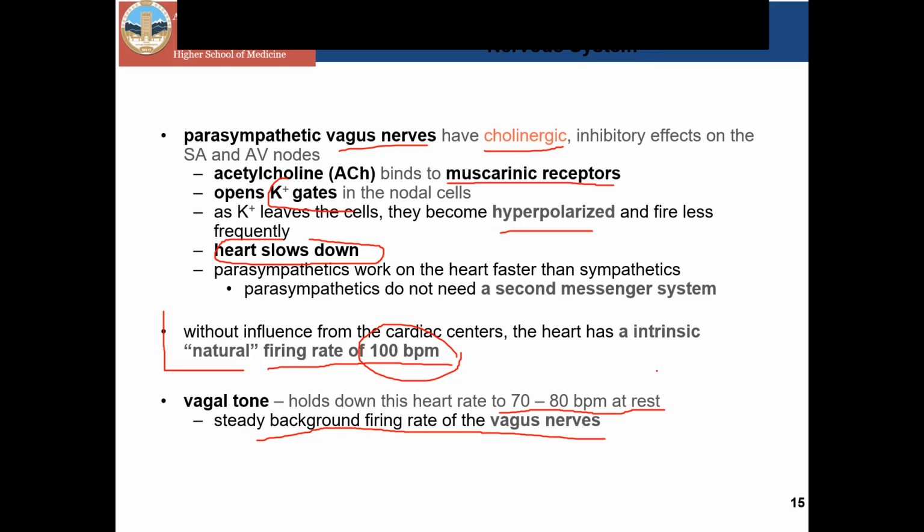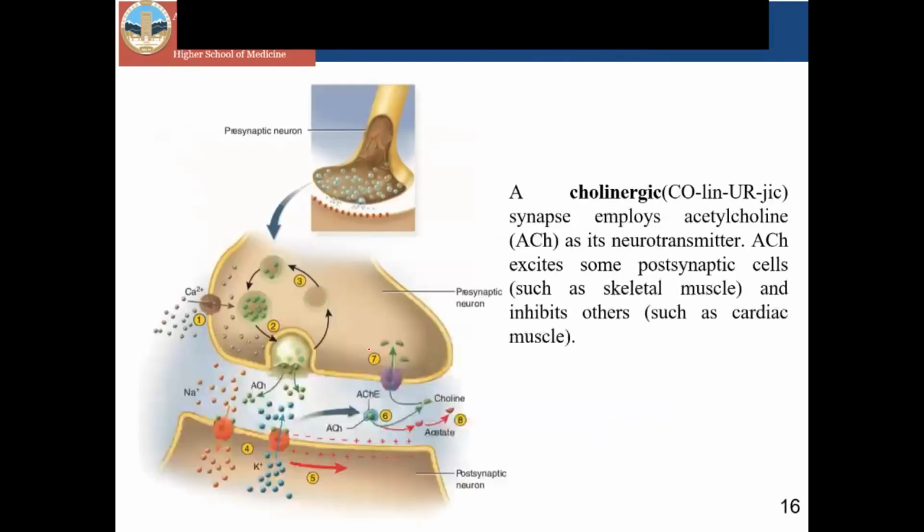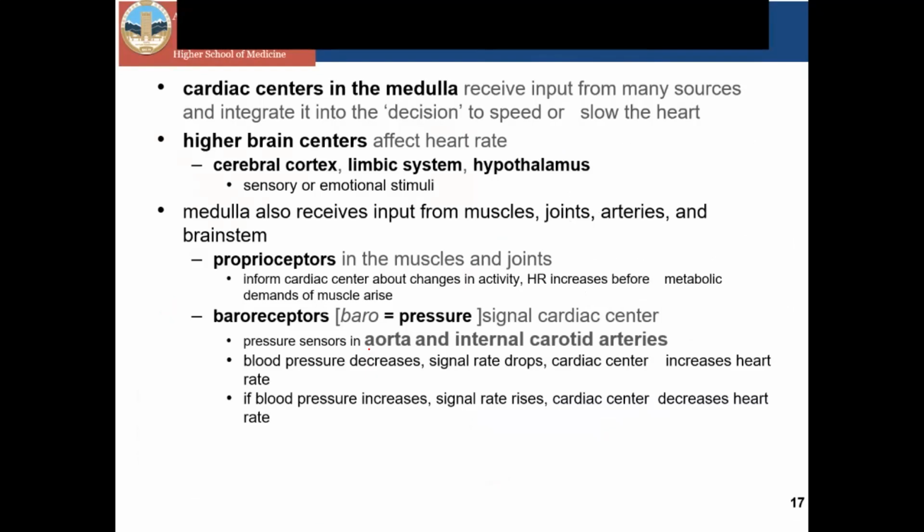This is why the vagus nerve is important here. Please memorize this information. Intrinsic natural firing rate is 100 beats per minute. Okay, next.